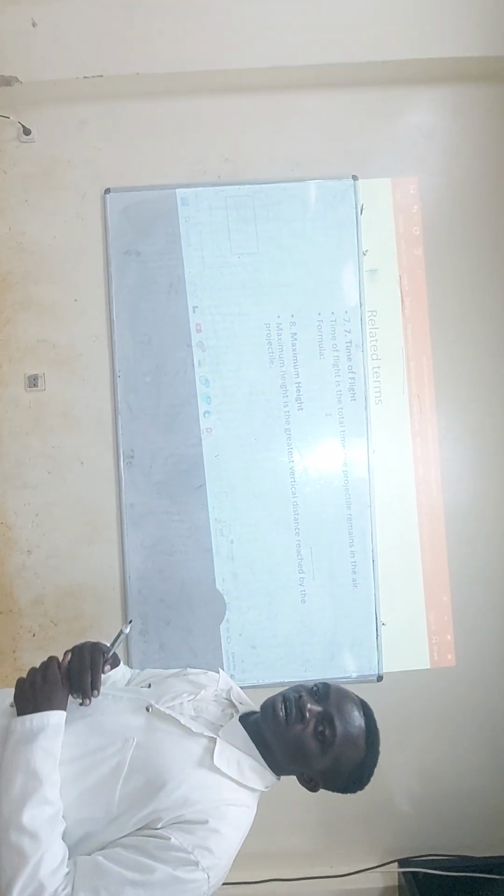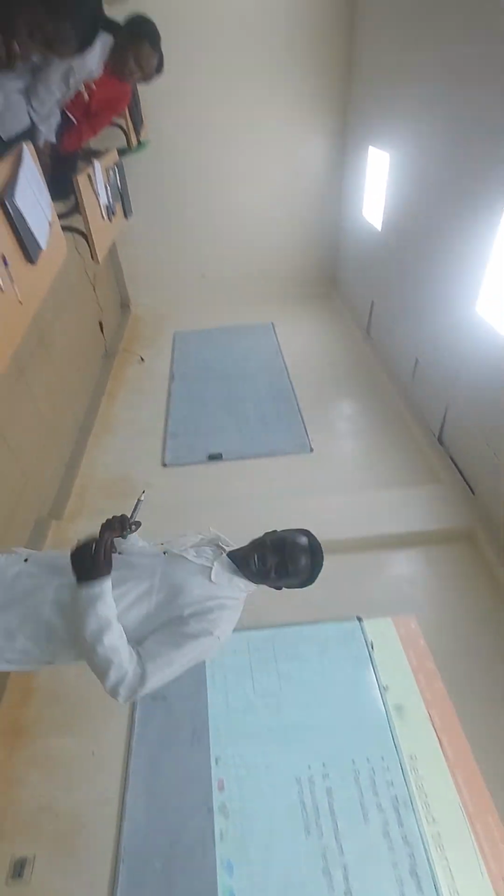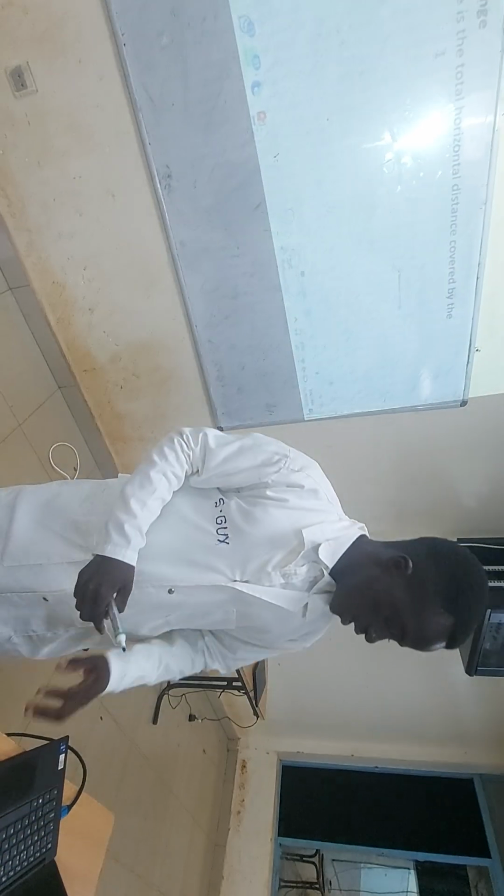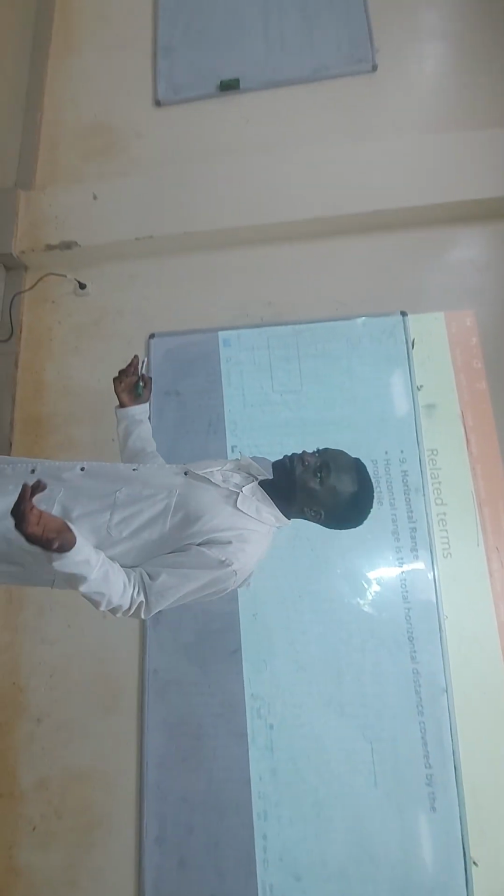Eight is the maximum height. Let us call someone to read eight. So the maximum height is the greatest vertical distance reached by the projectile. As you see, it is the height which is the maximum the projectile reaches. The last one is the horizontal range. The horizontal range is the total distance covered by the projectile.